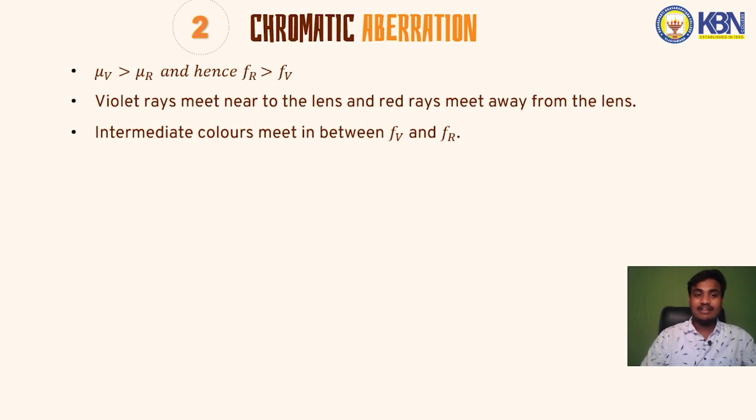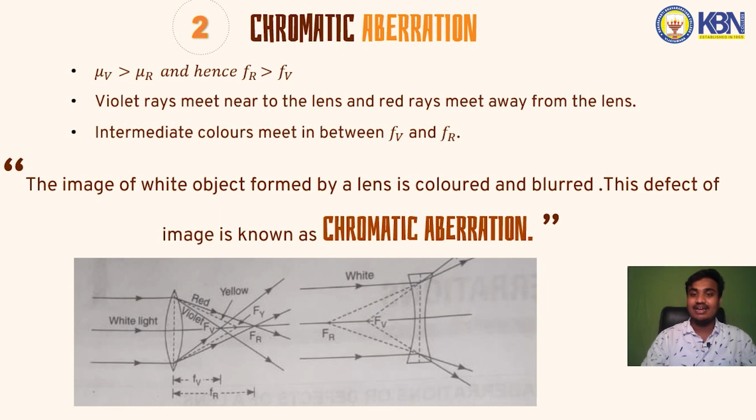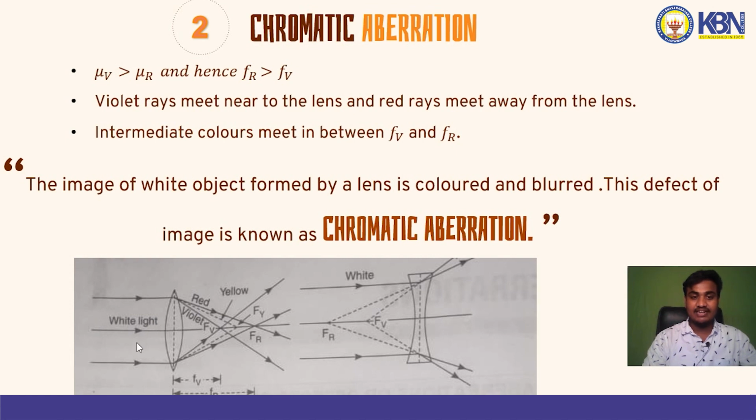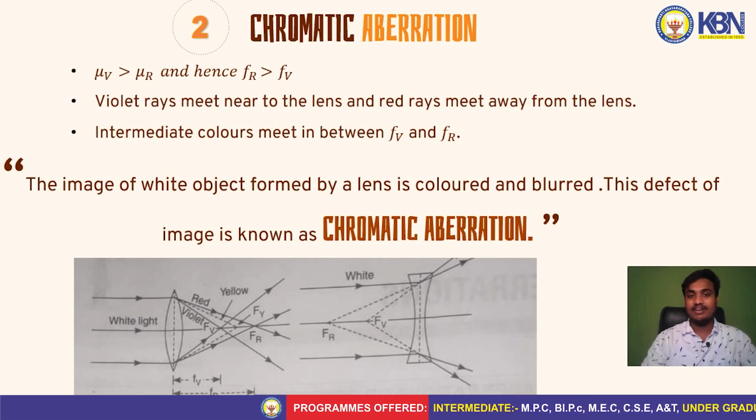The violet rays will meet near the lens and the red rays will meet away from the lens. Here you can see the violet rays meet first and then the focal point of the red color. The image of a white object, as I said, here we are taking white light, is either colored or blurred. This defect is known as chromatic aberration. The image of a white object formed by a lens is colored and blurred.